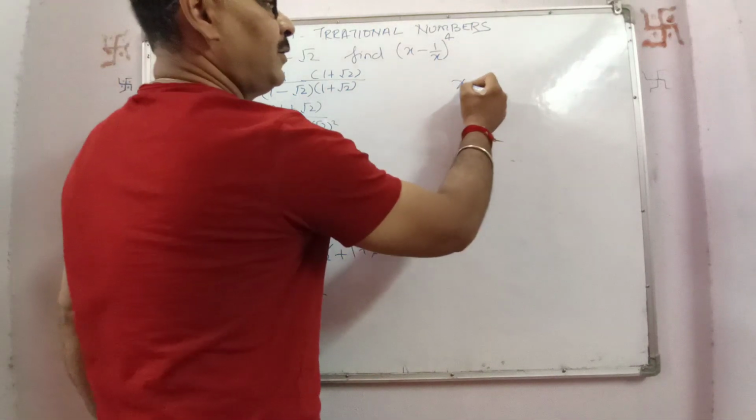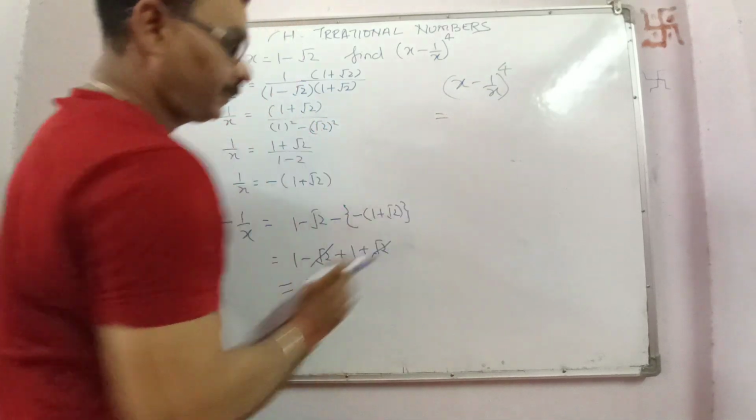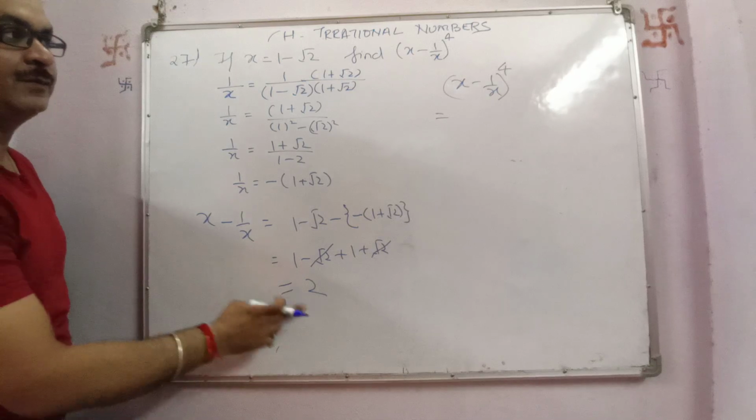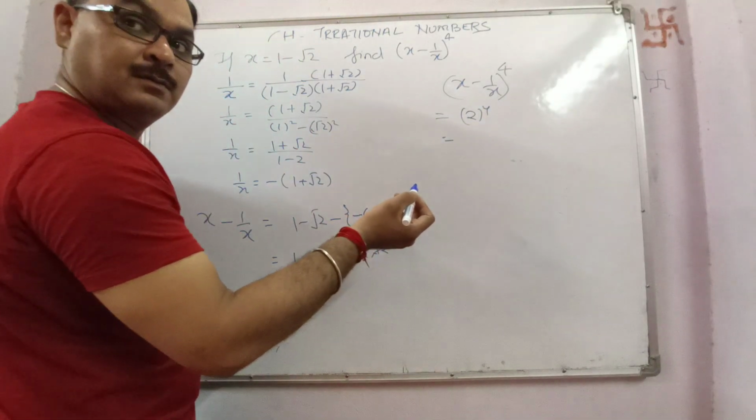Now since we need to find out the value of (x − 1/x) raised to the power 4, from here we know that x − 1/x is what? 2. 2 raised to the power 4, 16.